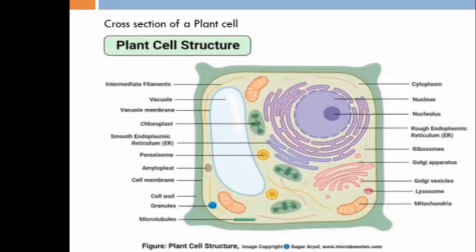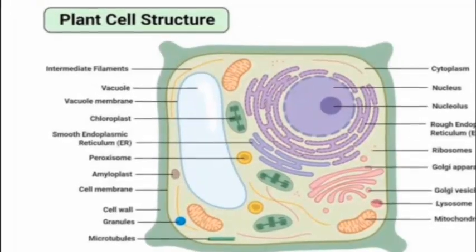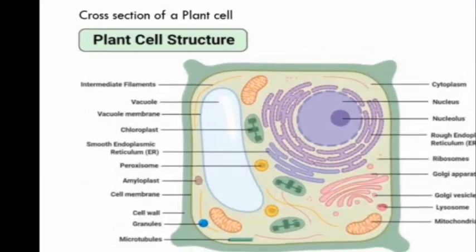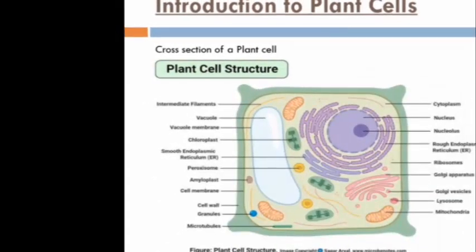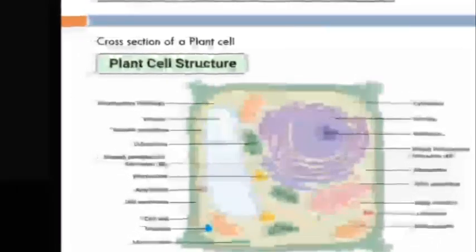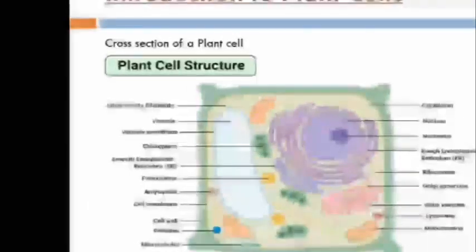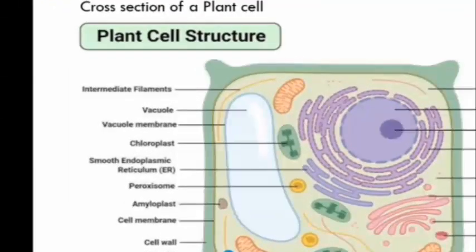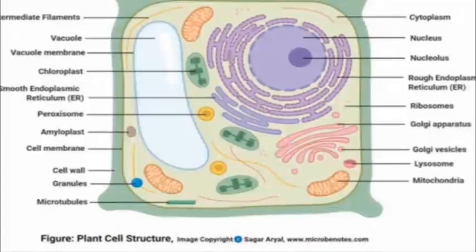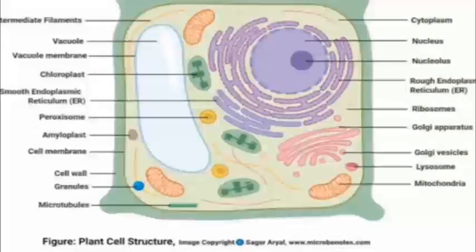There are amyloplast, peroxisome, smooth endoplasmic reticulum, chloroplast, vacuoles, vacuole membrane, intermediate filaments, granules, microtubules, mitochondria, lysosome, Golgi vesicle, Golgi apparatus, ribosome, rough endoplasmic reticulum, nucleus, and cytoplasm. So most of these organelles are internal. As I said, the internal organelles are surrounded by the cell membrane, and the external structure is only the cell wall. We will learn it even in the next slide.